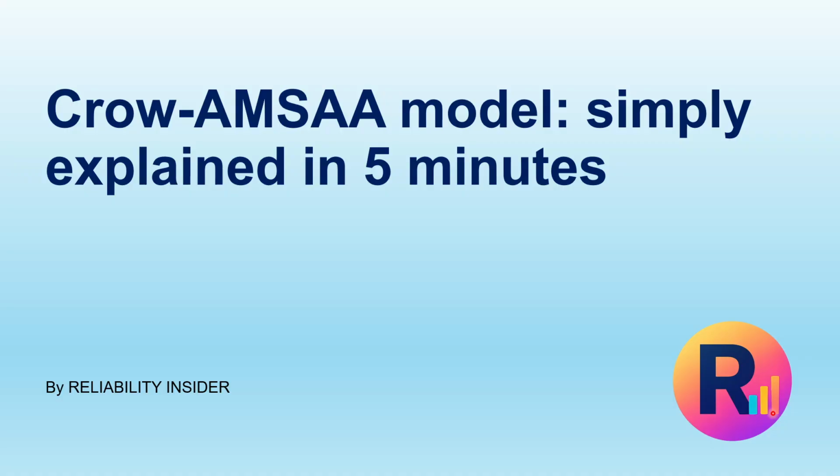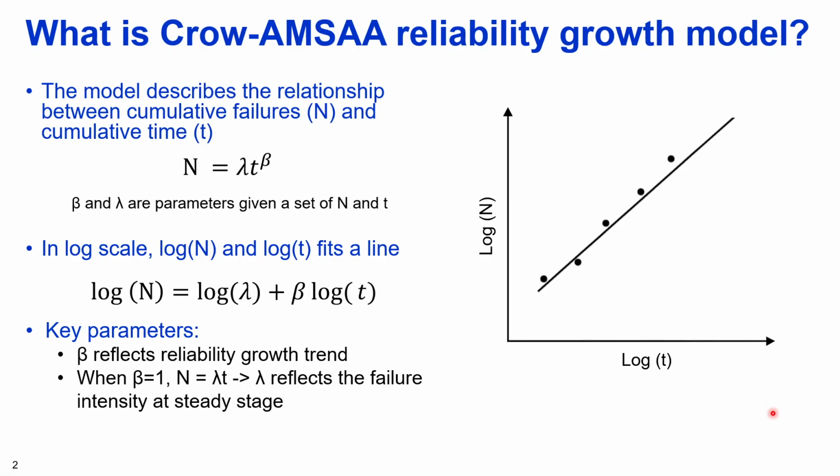In this video, I will explain the well-known Crow-AMSAA reliability growth model in 5 minutes. Very simple and practical. First, what is the model about? You can simply consider the model as a power function to describe the relationship between cumulative failures and the cumulative time. So for each calendar time, you calculate n and t, and over time, you will have a set of n and t to fit the function to get the parameter beta and lambda.